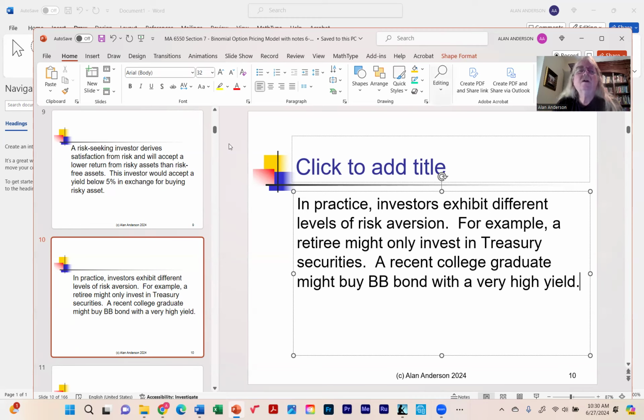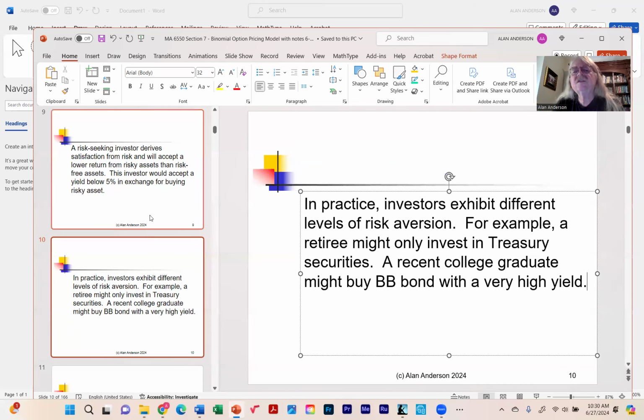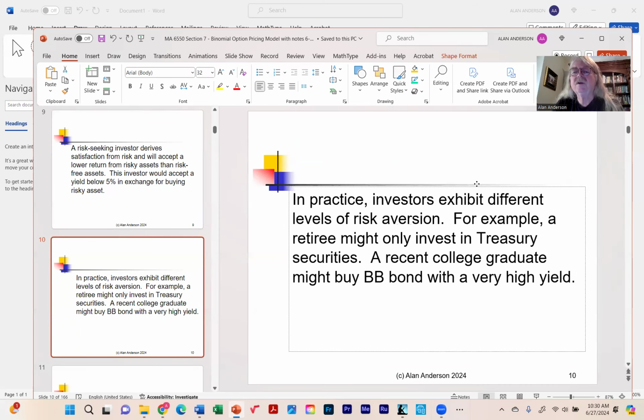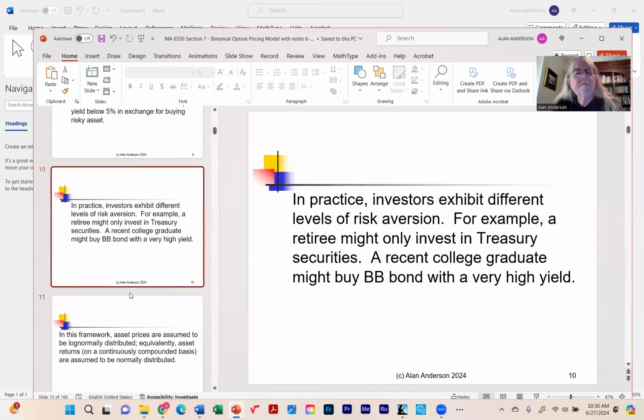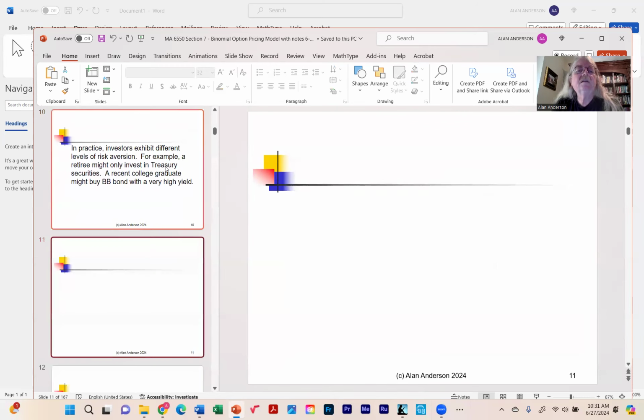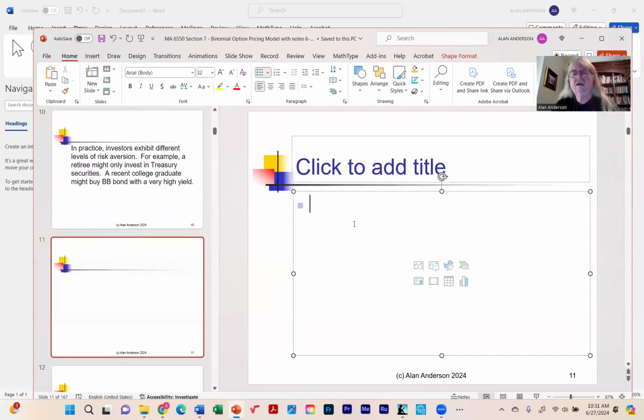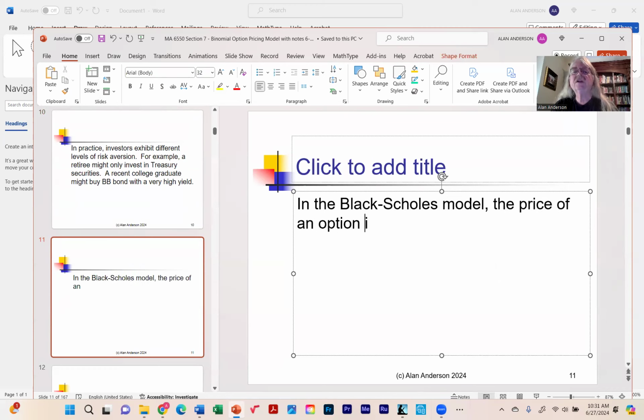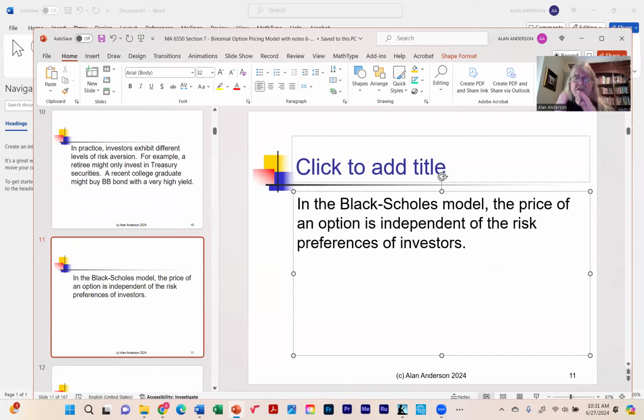Okay. So anyway, with all this being said, and by the way, there are studies that have tried to figure out how risk averse people are and all this and that. But what's going to happen here is that because of the way the Black-Scholes model is structured, in the Black-Scholes model, the price of an option is actually independent of the risk preferences of investors. And that's because, if the price doesn't have a certain value, there will be arbitrage opportunities.